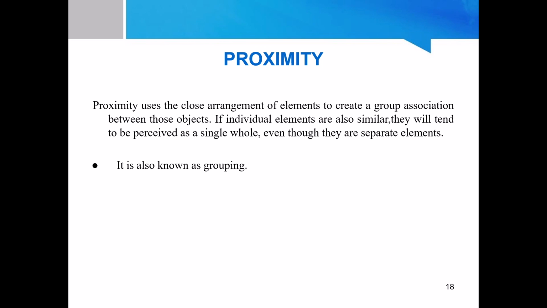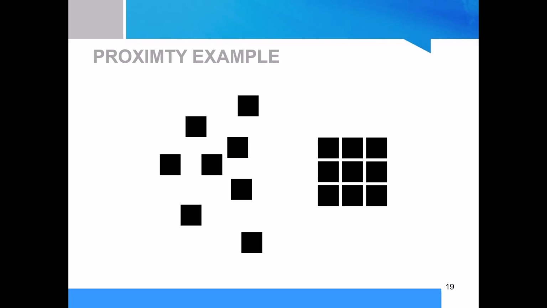Next one is proximity. Proximity uses the close arrangement of elements to create a group association between those objects. If individual elements are also similar, they will tend to be perceived as a single whole, even though they are separate elements. This is also known as grouping. So when a few elements are kept together, they form a group.